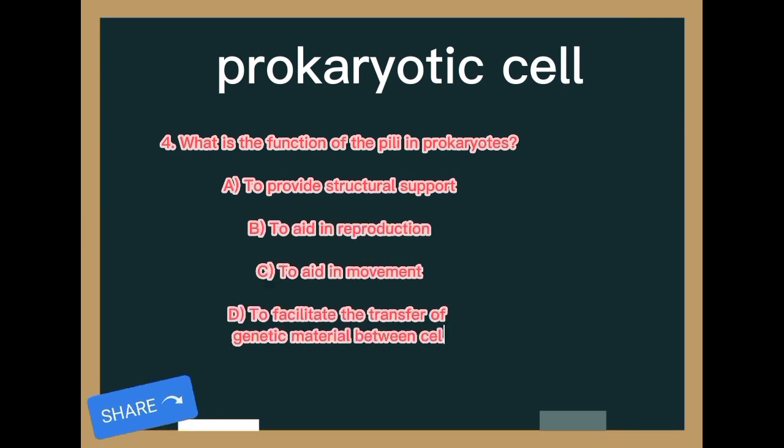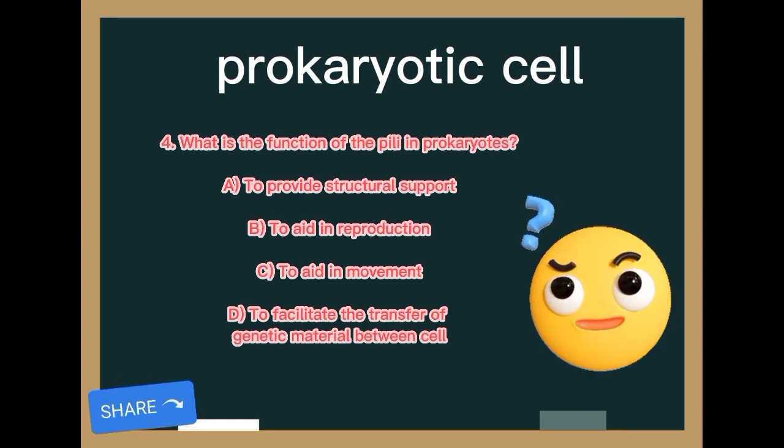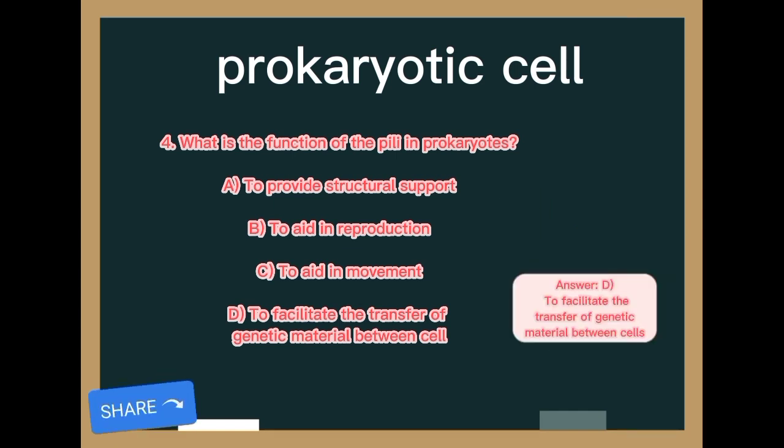4. What is the function of the pili in prokaryotes? A. To provide structural support. B. To aid in reproduction. C. To aid in movement. D. To facilitate the transfer of genetic material between cells. Answer D. To facilitate the transfer of genetic material between cells.